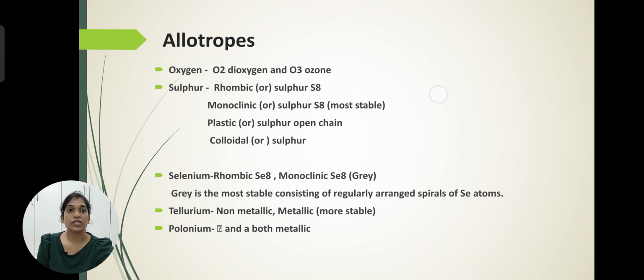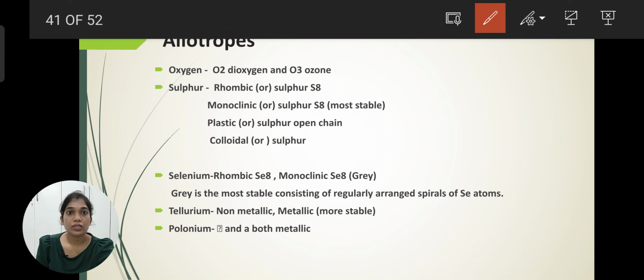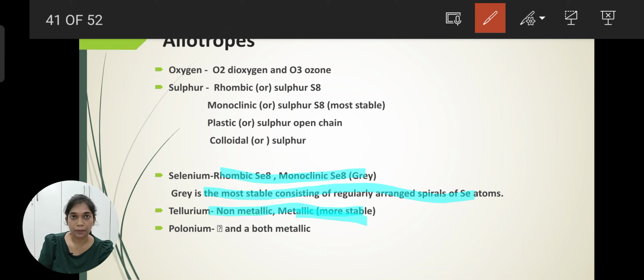Then for selenium, it is rhombic and monoclinic, and also gray selenium is most stable, consisting of regularly arranged spirals of selenium atoms. Okay, then for tellurium, first is non-metallic allotrope and second is metallic allotrope. The metallic allotrope is more stable. Okay, and for polonium there are two allotropes. First is alpha allotrope and second is beta.